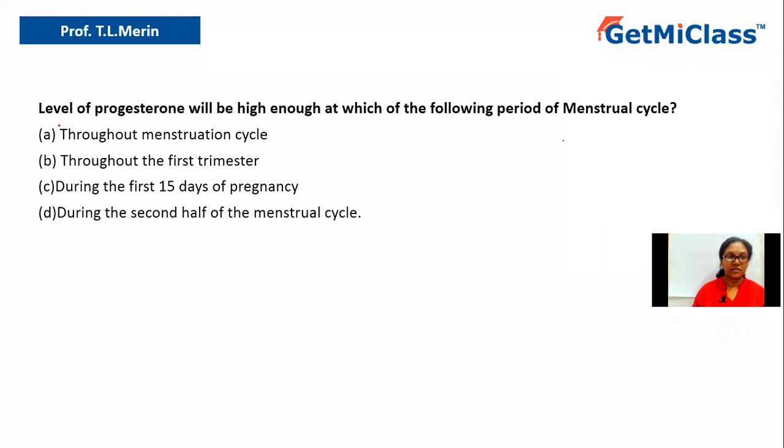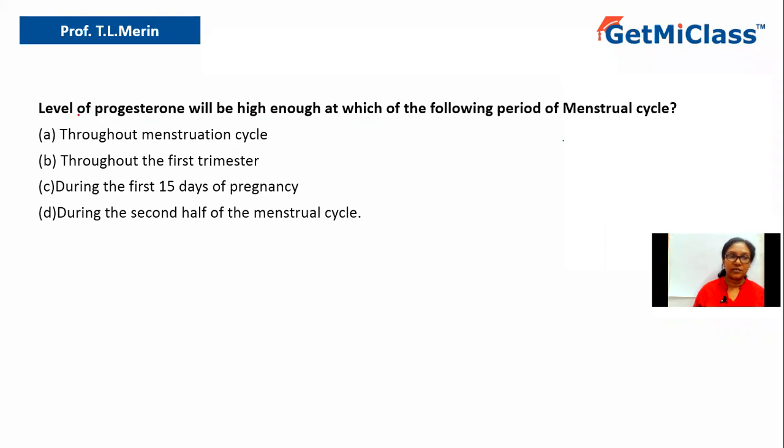Today we are going to solve this question which says: level of progesterone will be high enough at which of the following period of menstrual cycle? Option A, throughout menstruation cycle; option B, throughout the first trimester; option C, during the first 15 days of pregnancy; option D, during the second half of the menstrual cycle.